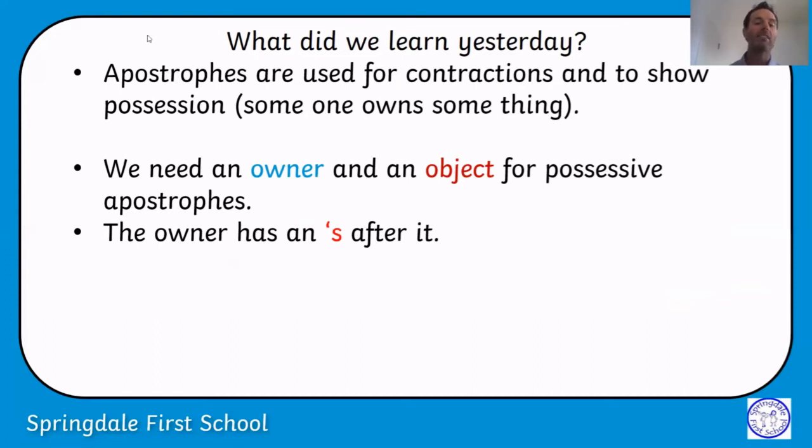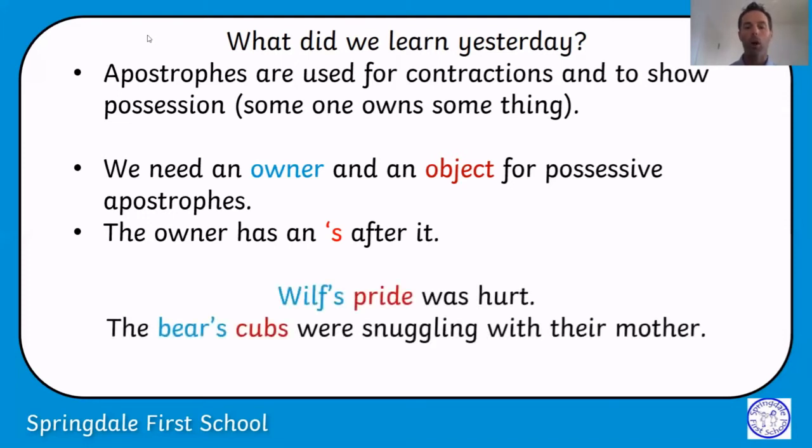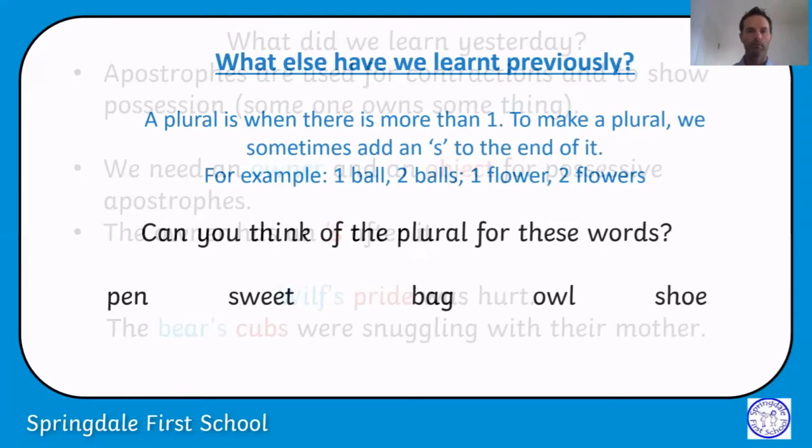And the owner has a possessive apostrophe and an S after it. So here, Wilf's pride was hurt. Wilf is the owner. He owns his pride. The bear's cubs were snuggling with their mother. I was able to fix that from yesterday's mistake. The bear owns the cubs. So when we're using possessive apostrophes, we really need to have that owner and the object.